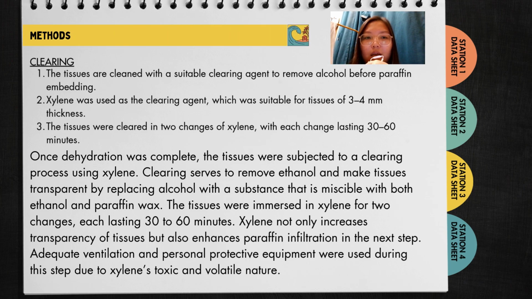Clearing happened once dehydration was complete. The tissues were subjected to a clearing process using xylene. Clearing serves to remove ethanol and make tissue transparent by replacing alcohol with a substance that is miscible with both ethanol and paraffin wax. The tissues were immersed in xylene for 2 changes, each lasting 30 to 60 minutes. Xylene not only increased transparency of tissue but also enhanced paraffin infiltration in the next step. Equipment ventilation and personal protective equipment were used during this step due to xylene's toxic and volatile nature.